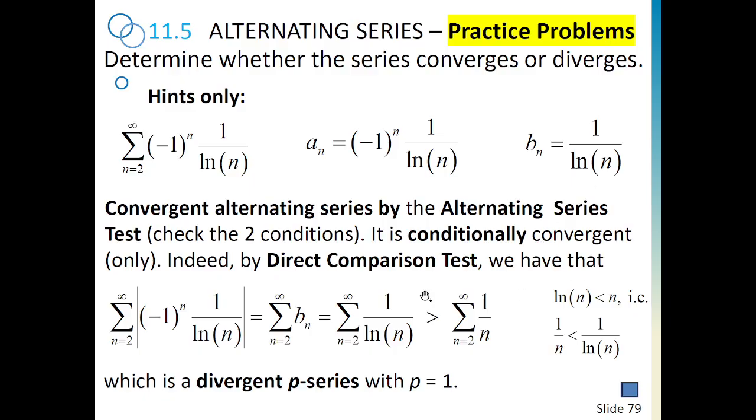So these are some more examples with hints. Again, when you have 1 over ln, you always try to compare it with 1 over n. So here we have an alternating series. We check the two conditions, straightforward, it's not a big deal. So this series is convergent. Now, is it absolutely convergent or conditionally? So we check the series of absolute values. We get 1 over ln. That series is bigger than the series of 1 over n, which is harmonic, divergent. So by direct comparison, this series of absolute values is divergent. Therefore, our original alternating series is only conditionally convergent.